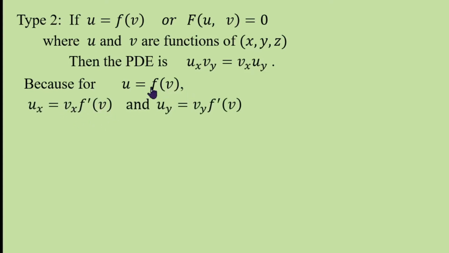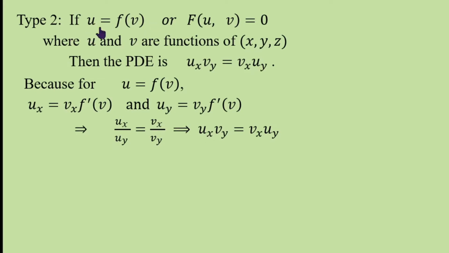Derivative of f of v with respect to x means f dash v into derivative of v with respect to x, chain rule. Similarly, uy is vy into f dash v, and hence ux by uy equal to vx by vy, because f dash v cancels. Ux by uy equal to vx by vy, and just rearrange: ux into vy equal to vx into uy. So this is the required PDE.